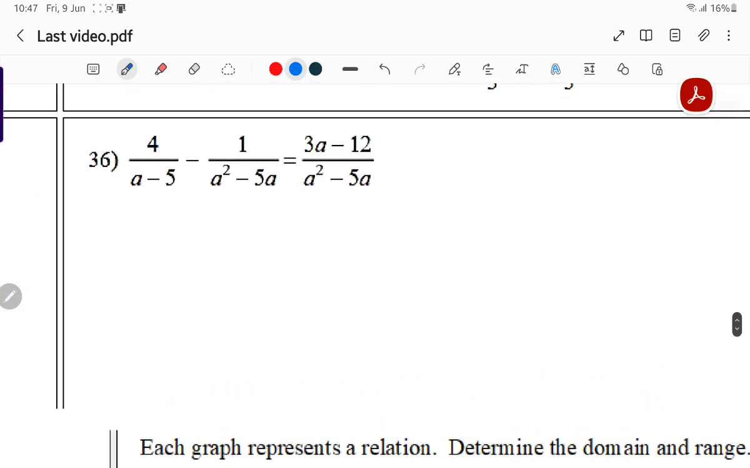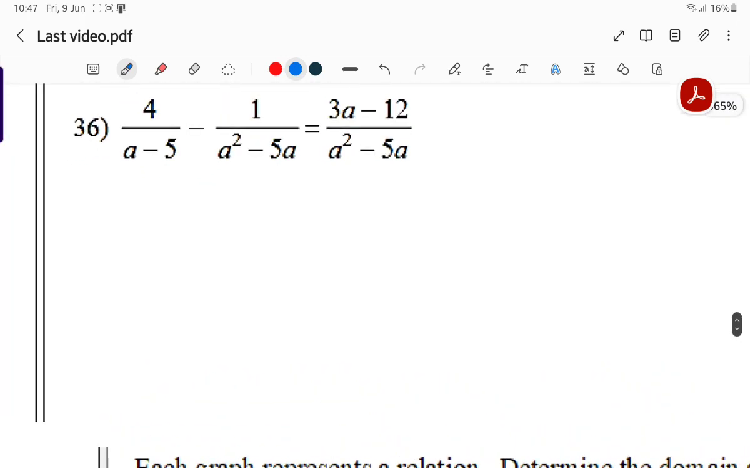Here to find the value of a, you have to get the same denominators. So this is a squared times a. If we multiply this by a and this by a, this would be a squared minus 5a, like them all. So we need to multiply by a up and down. Now we have same denominators.